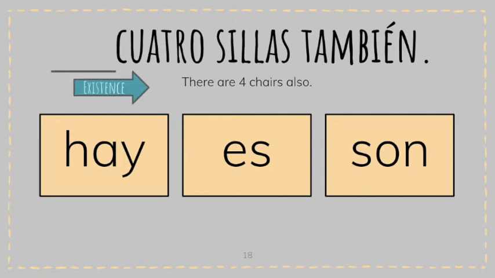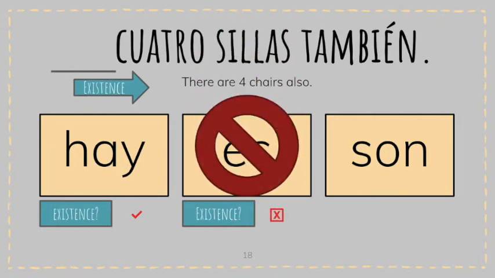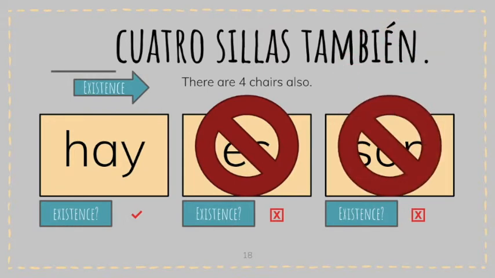So which of the verbs talks about existence? Hay? Yes. Es? No. Son? No. So once again, we've established that es and son are not acceptable for talking about the existence of an object. Therefore, this sentence should be, hay 4 sillas también.